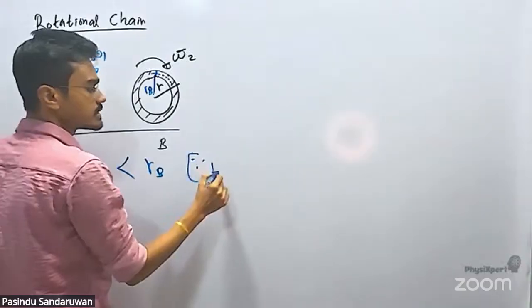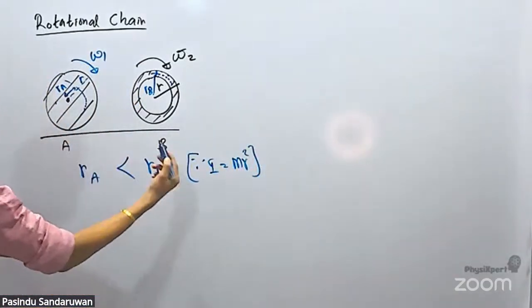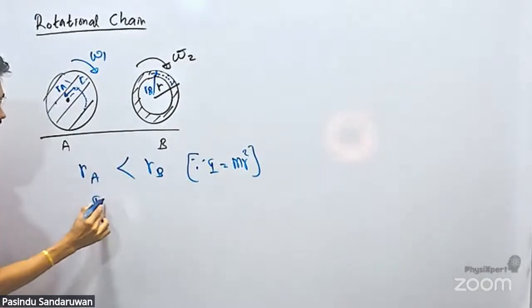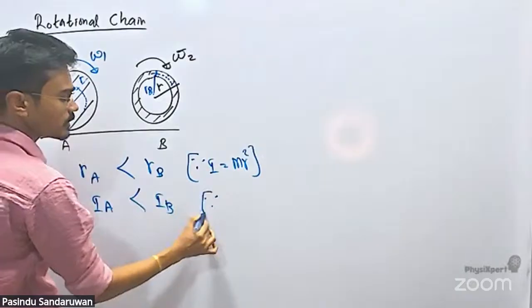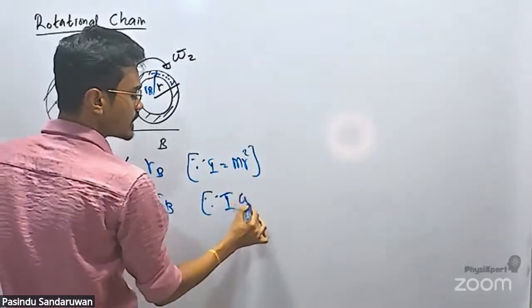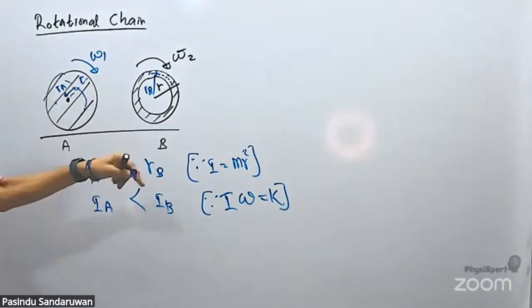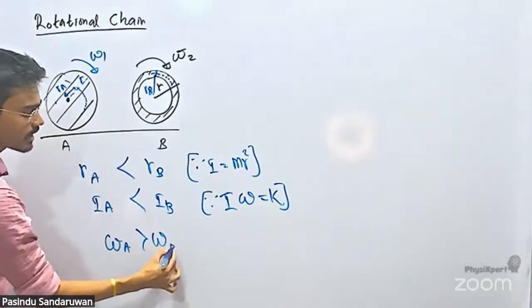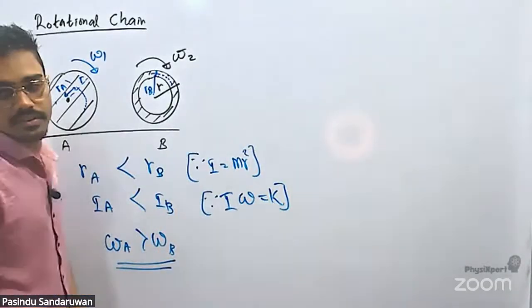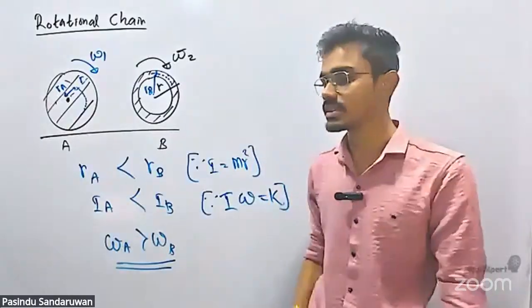According to I equals MR squared, when R increases, I increases, which means IA is less than IB. But we know I omega is a constant. Then when I decreases, omega increases, which means omega A is greater than omega B. That's the final answer. So high angular velocity is with A.